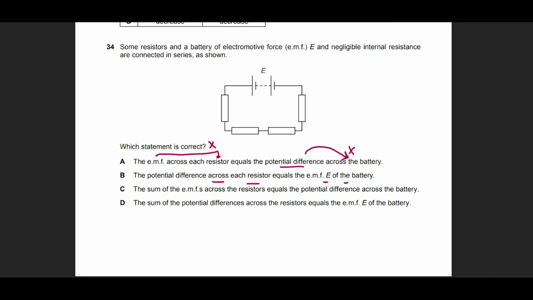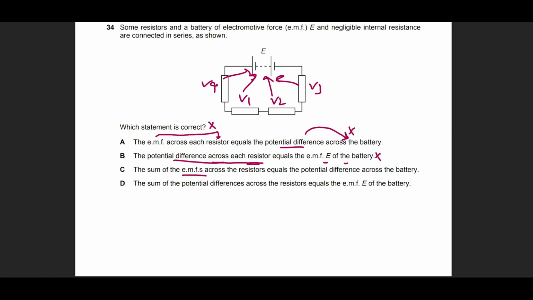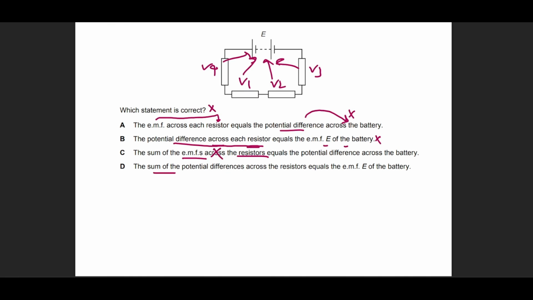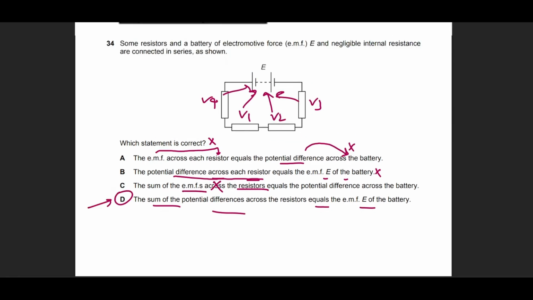Across, no, not across each resistor. So this is V1, V2, V3, and V4. They're not individually equal to this. Their sum is equal to that. So there is an inherent flaw in this statement. The sum of EMFs, again, EMF for the resistors is not the right answer. The sum of potential differences is equal to the EMF, yes, this is the most accurate statement.